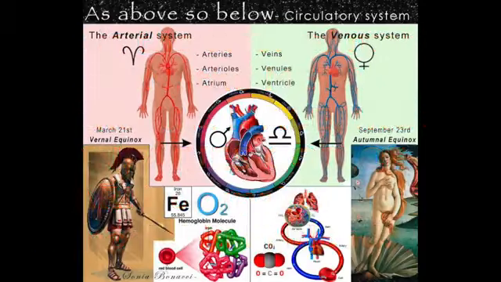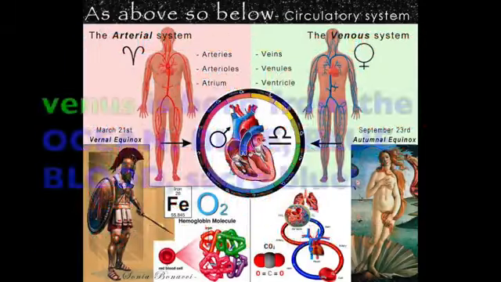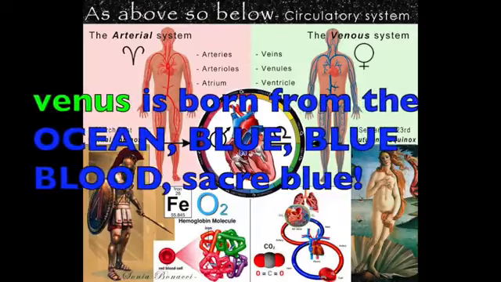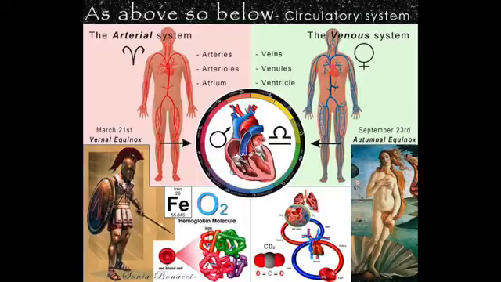And the Venus system relates to the goddess Venus, which is the color green. In other words, the fertility, the springtime, the renewal, the rebirth. Because the arterial system delivers the oxygen to the organs, through the blood. It's what delivers the oxygen to the cells. And the venous system, it's what excretes the carbon dioxide out of the cells.